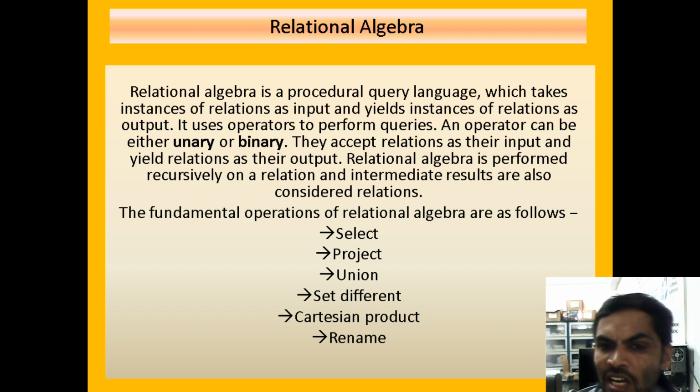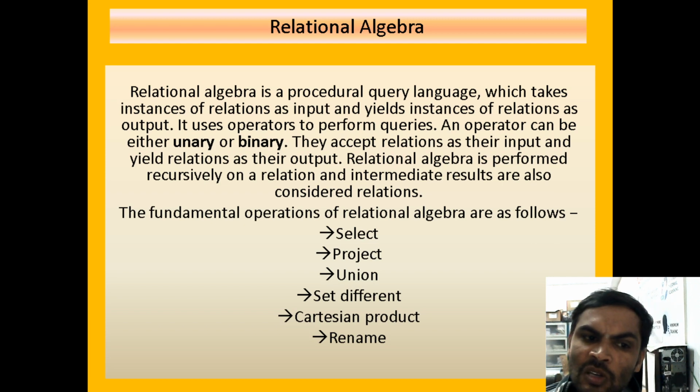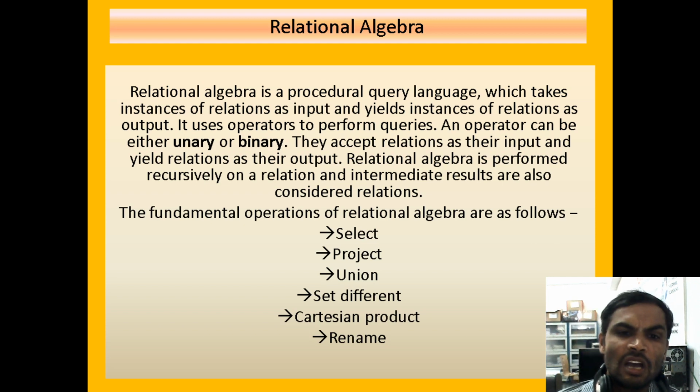Relational algebra is performed recursively on a relation. Always, relational algebra performs recursively on the relation, and it exists for the intermediate result of the consideration of the relations.